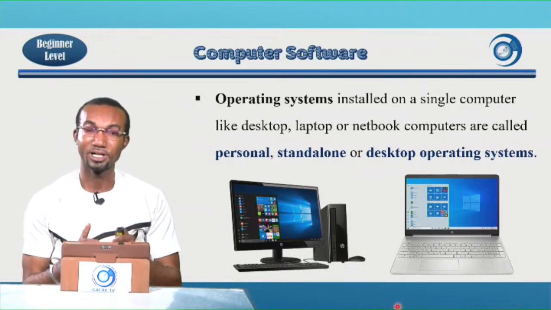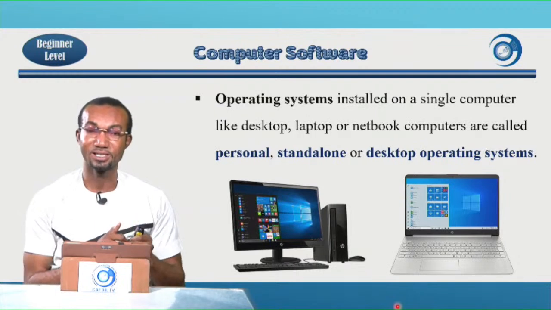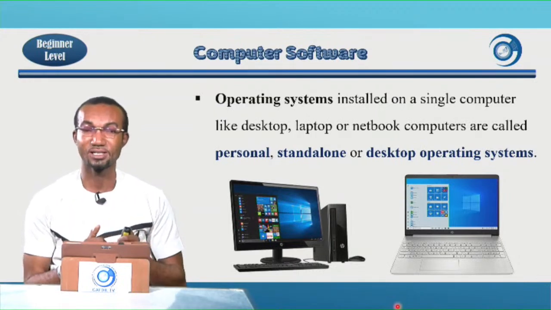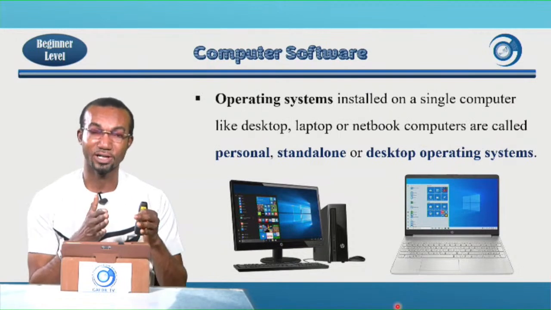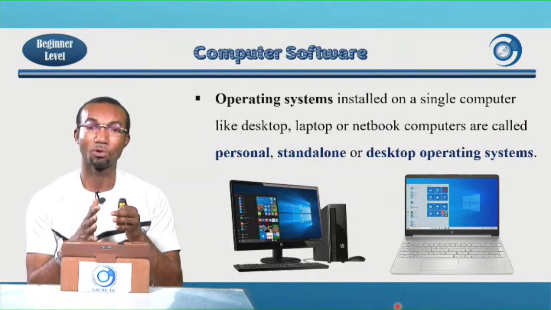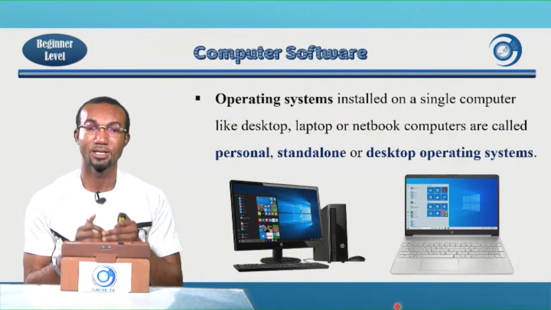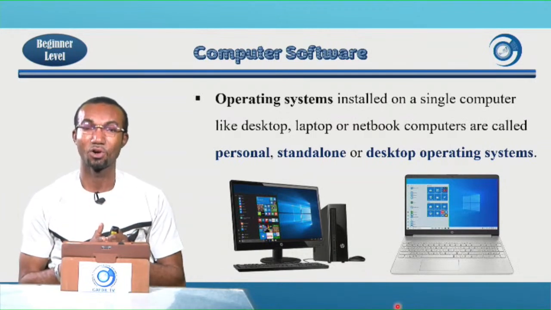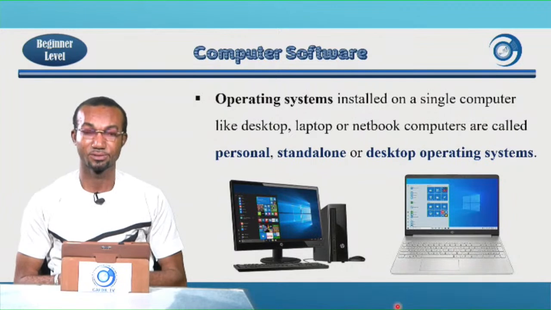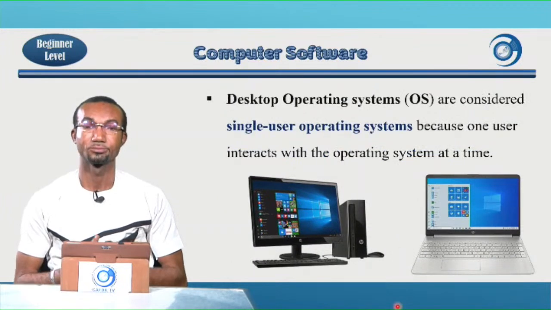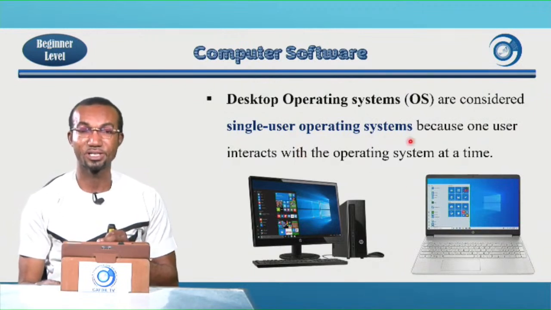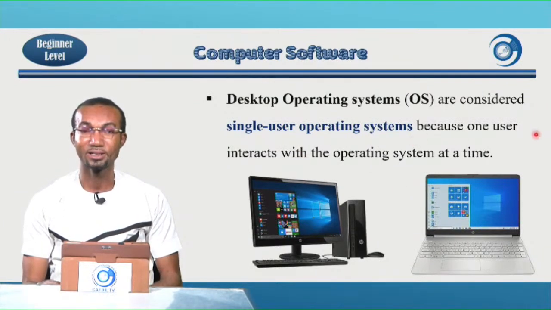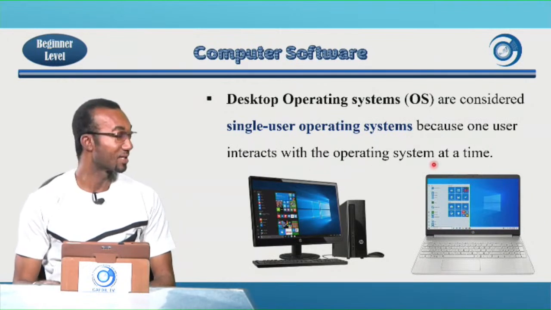Good. An operating system installed on a single computer like a desktop, laptop or netbook is called a personal operating system, standalone operating system, or desktop operating system. So any operating system, which is system software, installed on a laptop or a desktop is called a personal operating system, standalone operating system, or desktop operating system. So viewers, remember that. Desktop operating systems are considered single user operating systems because one user interacts with the operating system at a time.